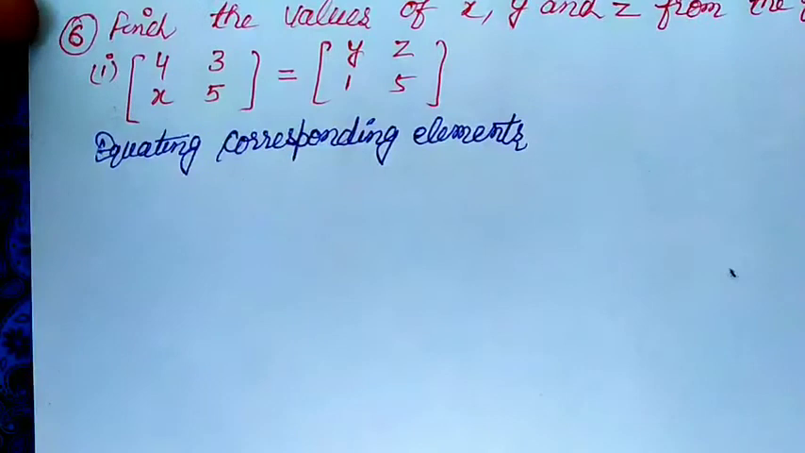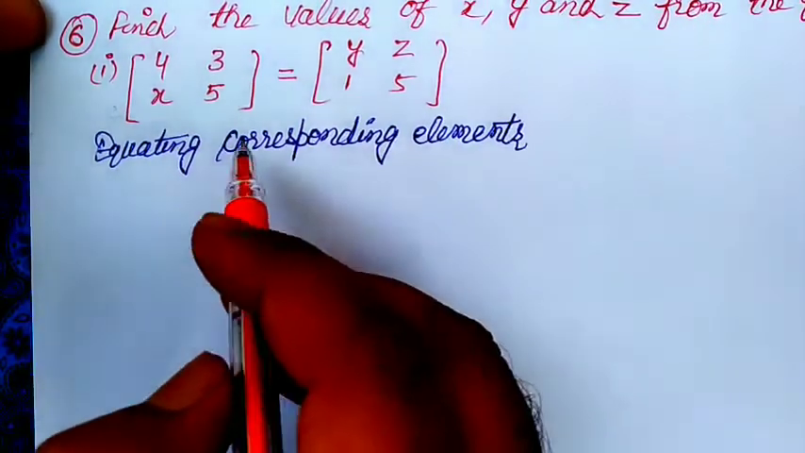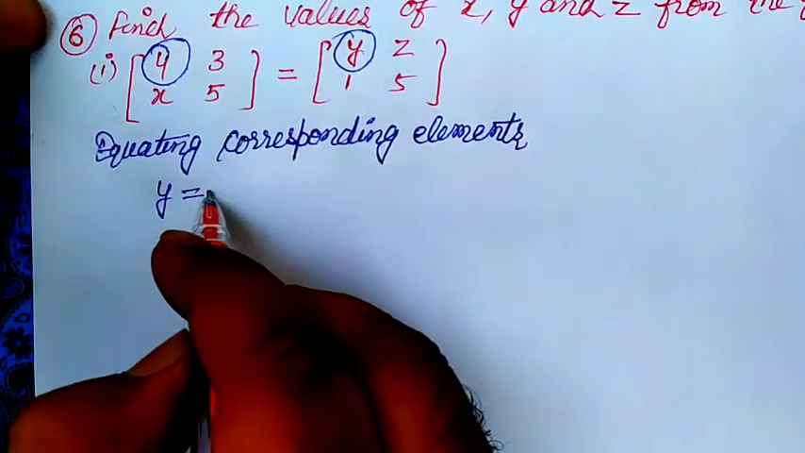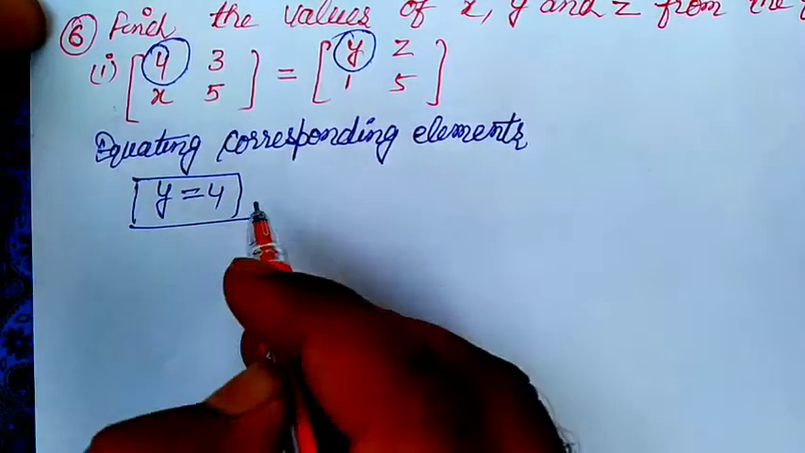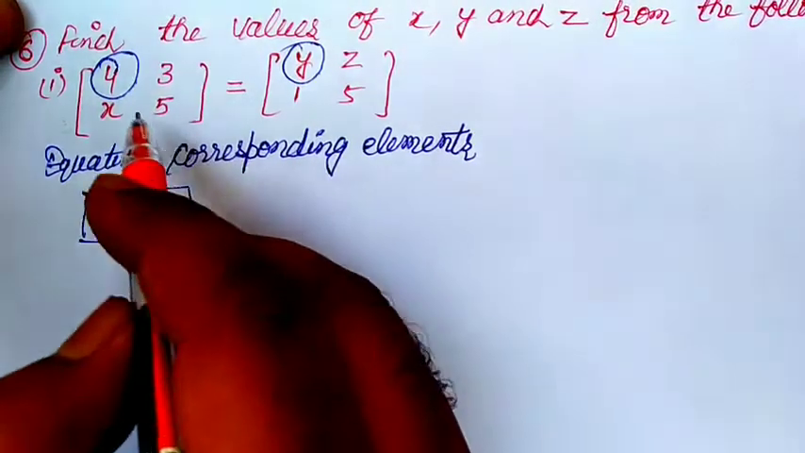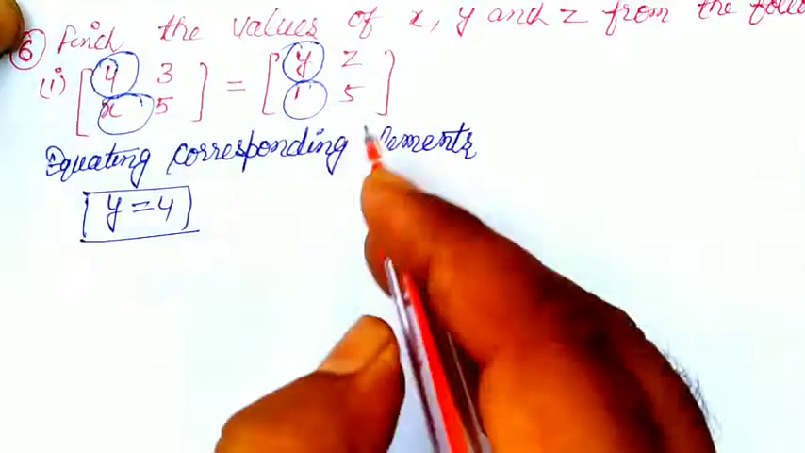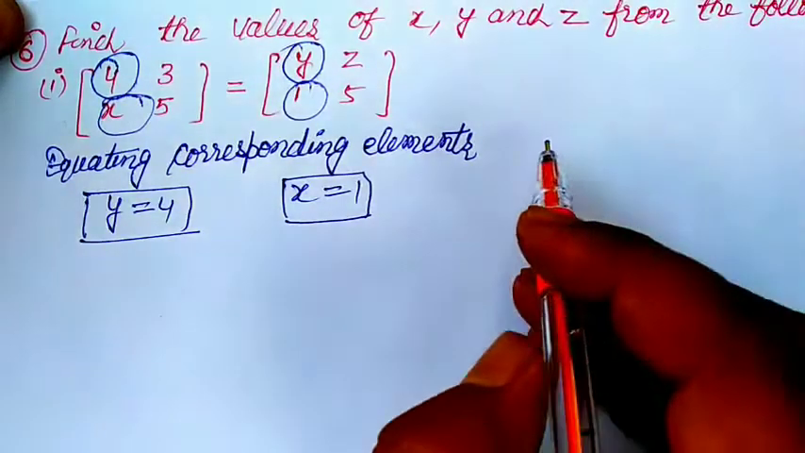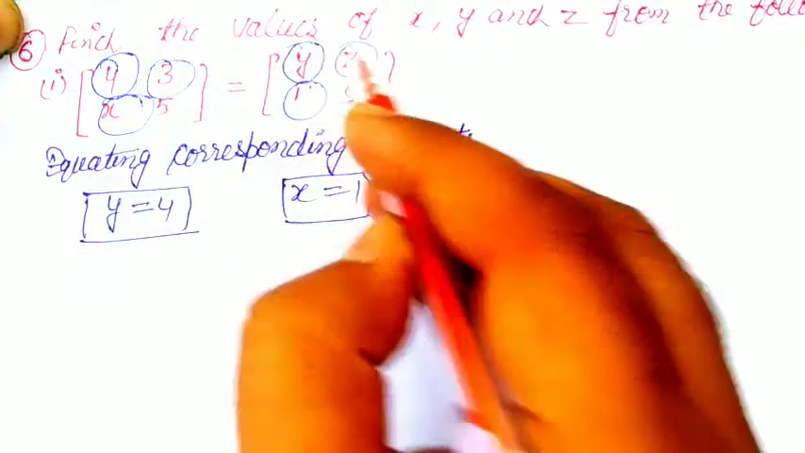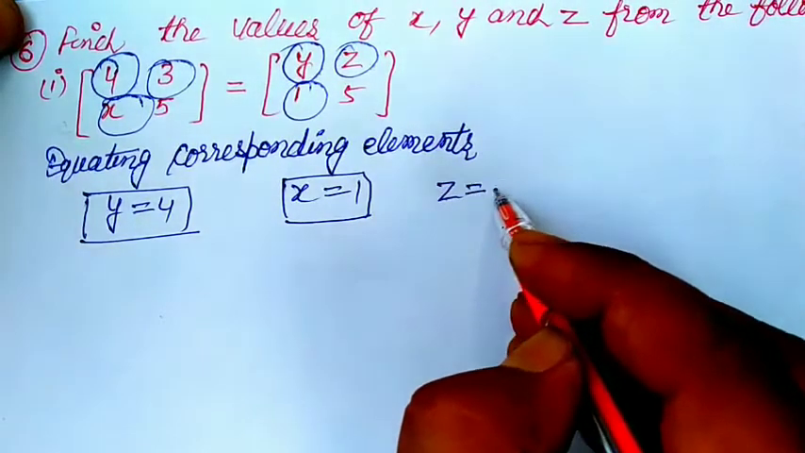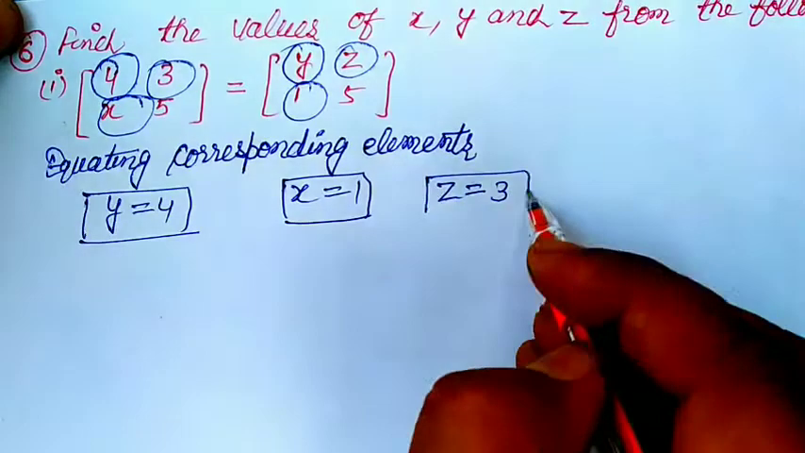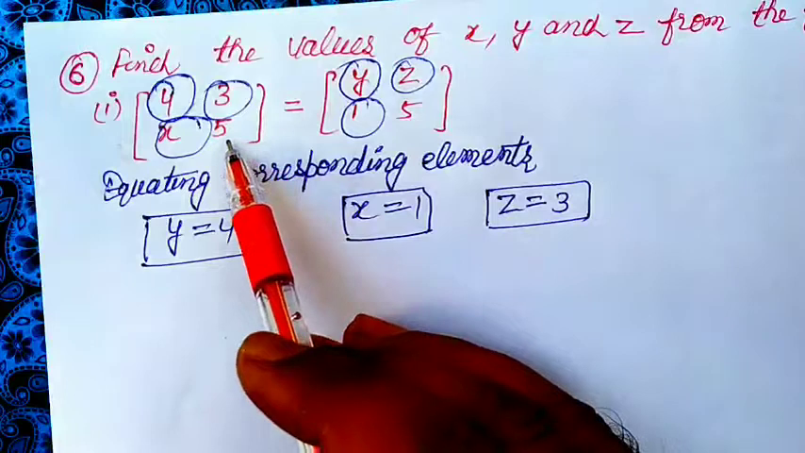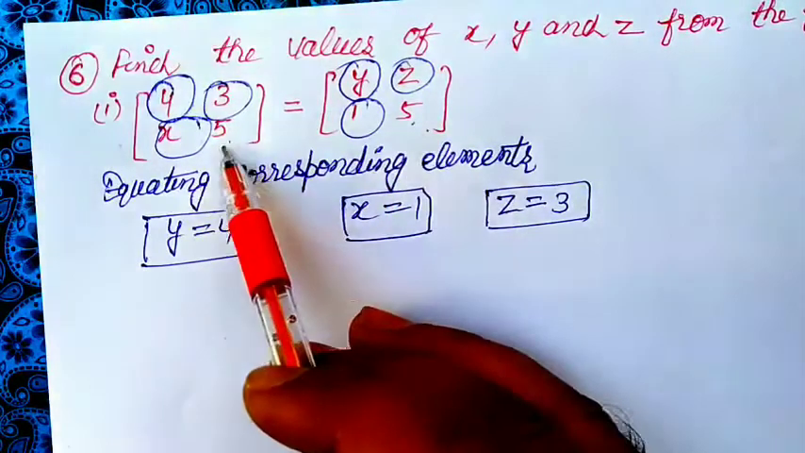Isn't it? Then we can write here 4 equal to y. So y equals 4 and x equals 1. So x equals 1 here and z equals 3. So the value of z we have 5. Now you are talking about the elements of 5 equal to 5.